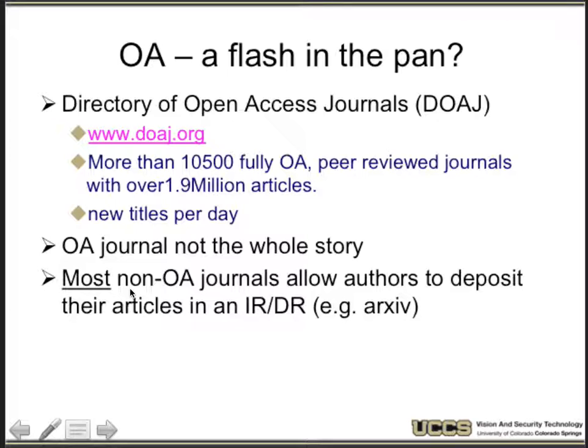The open access journal is not the whole story. In fact, almost every journal, not every, 90-some percent, 85%, depending on how you measure it, allow authors to deposit their articles in a repository, either a departmental repository or a larger information repository, something like arXiv. Often it's a preprint article, a few times it's postprint. It's to your advantage if you choose a journal that will allow you to put it in a preprint, and we'll talk about that.